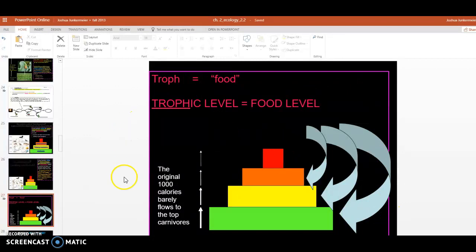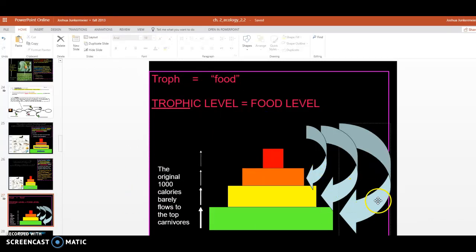So in your notebook, let's write slide 27, and in slide 27, let's have this definition: troph equals food. We've practiced this before. And trophic level, which means any one of these sections, would be called a trophic level. Level, level, level, level. Bottom level, top level, middle levels. Now, in your notebook, when you write slide 27, make sure you write this definition, and then make sure you write this graphic right here.